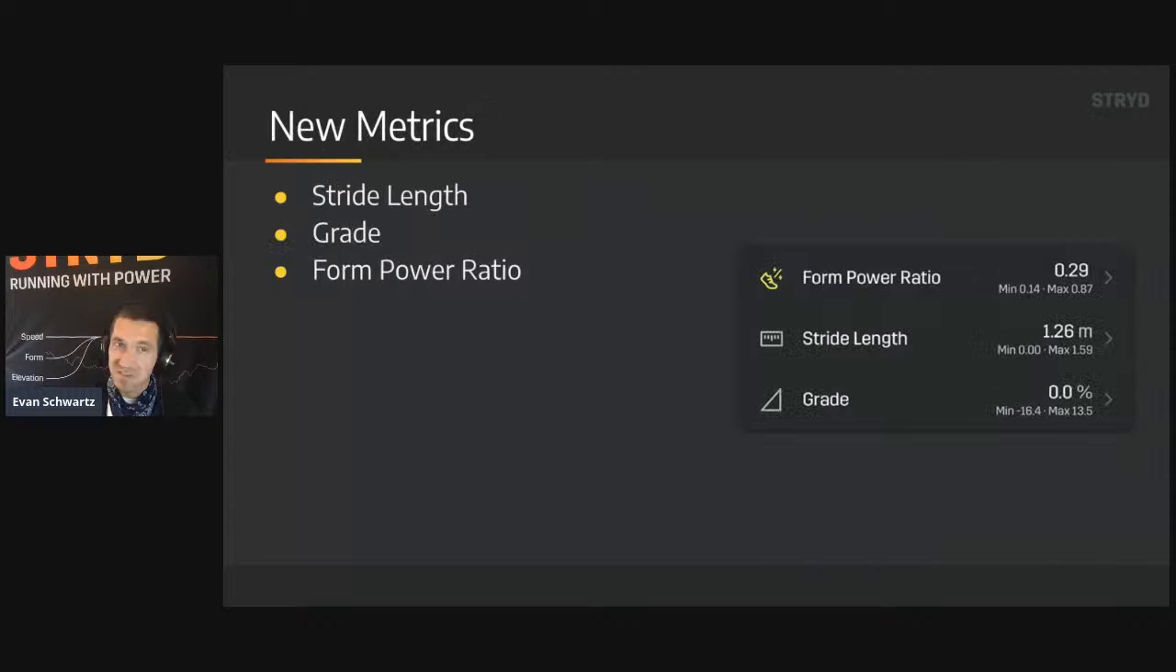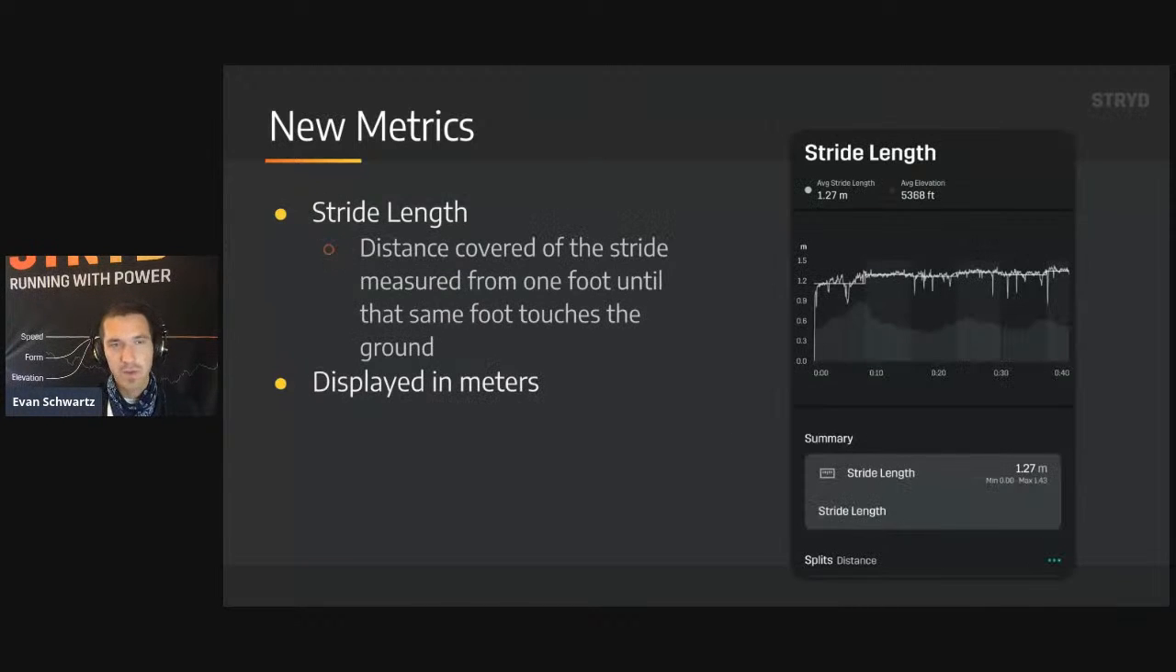The new metrics, though, that we introduced in this release are stride length, grade, and form power ratio. Let's talk about stride length first. It's the distance covered of the stride measured from one foot until that same foot touches the ground. So you're going through a full stride. It's displayed in meters. So we can see in the example here that the average stride length was 1.27 meters, and we can see a minimum and maximum.